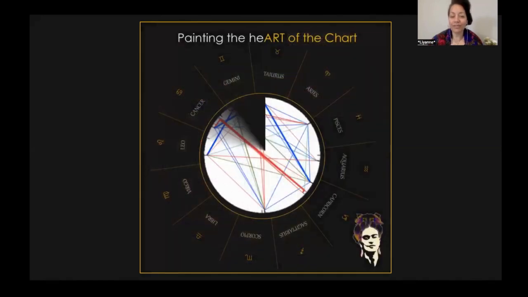Back to her chart. This is what I call a person's sacred geometry. So you see the middle really looks like a bunch of geometric shapes. And what they are is actually tracing the lines of conversation between the different planets that were in the sky at the time of birth.